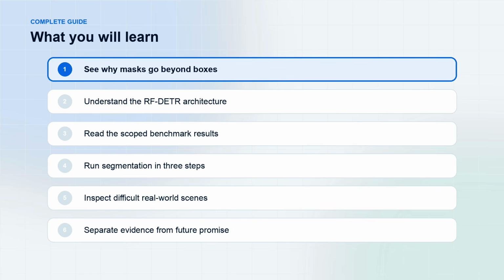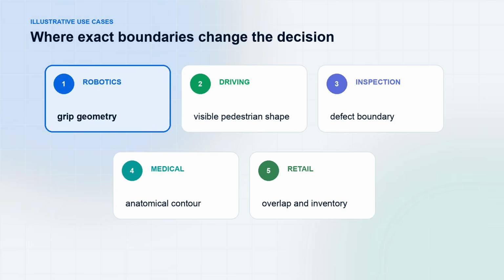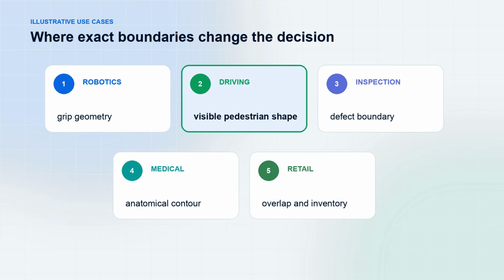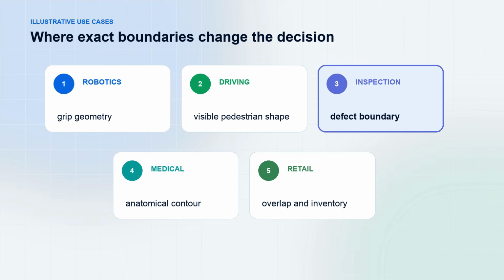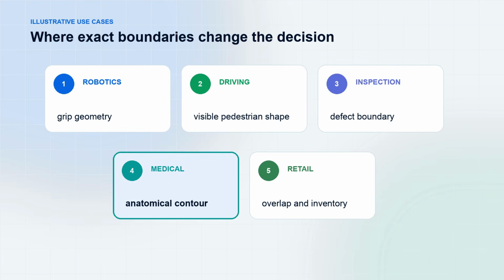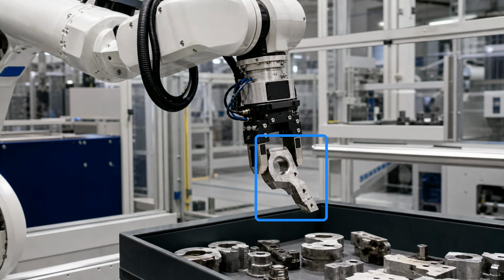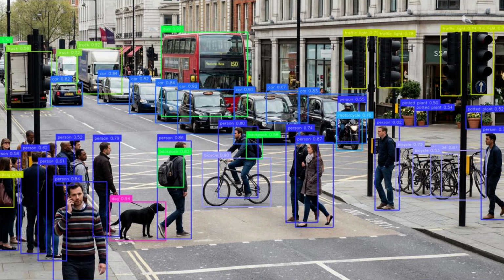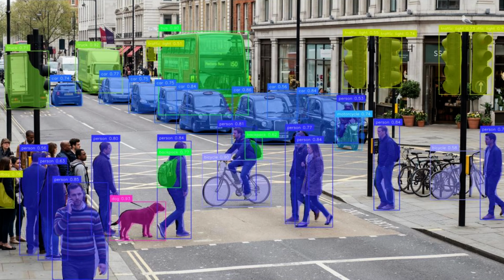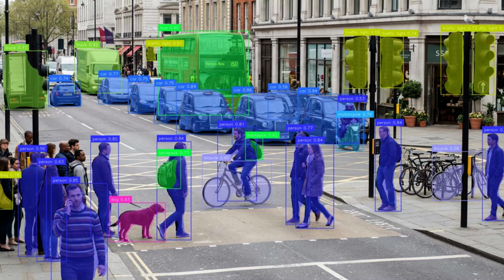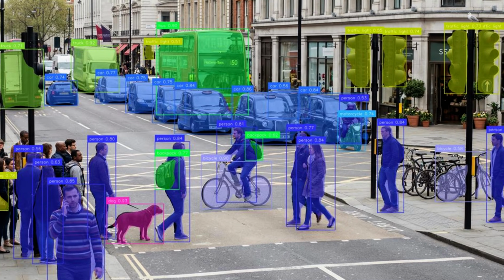Section 1. Beyond the bounding box. So why are industries actively demanding this shift to instance masks? Well, in high-stakes fields like robotics, autonomous driving, industrial inspection, medical imaging, and retail analytics, overlapping objects and precise boundaries literally dictate downstream decisions. A bounding box might tell a robotic arm a part is somewhere in a bin, but a mask tells it exactly how to grip it. A box tells a self-driving car a pedestrian is there, but a mask shows exactly where their limbs are and how they're moving. Bounding boxes are simply becoming inadequate for the precision these industries demand.